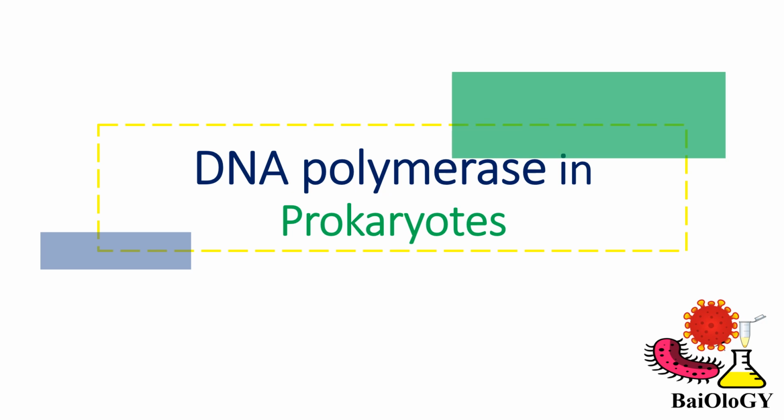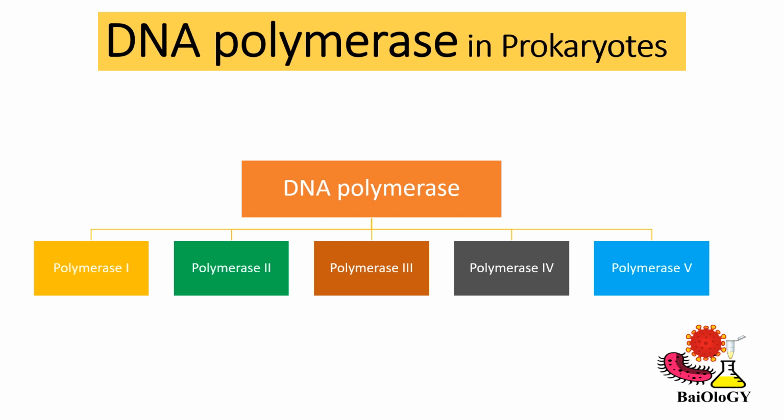The next question comes. During this replication of the genome in a prokaryote, is there only one enzyme doing that particular job, or are a number of enzymes coming together to replicate the genome? DNA polymerases in prokaryotes are found in 5 different types: DNA polymerase 1, 2, 3, 4 and 5.